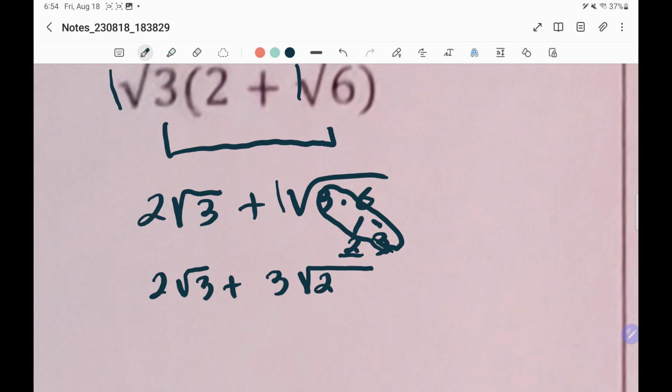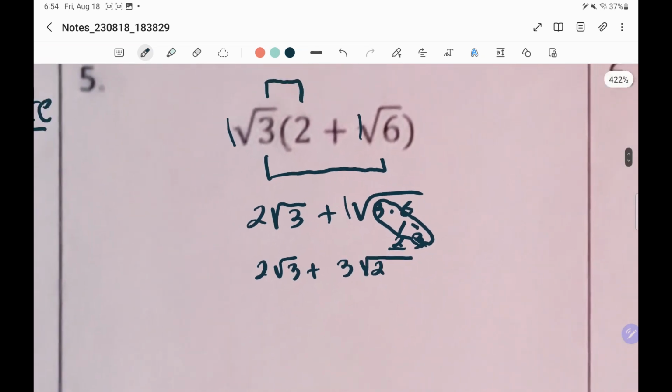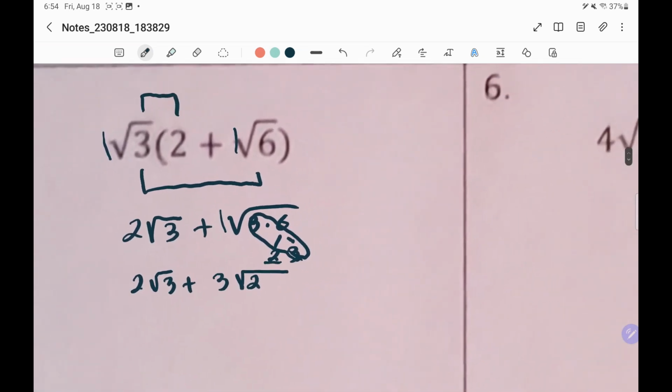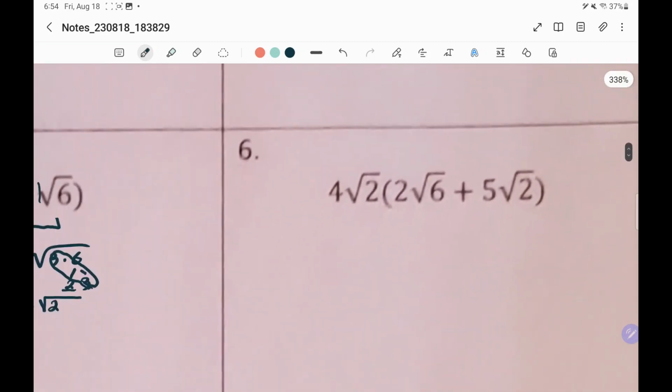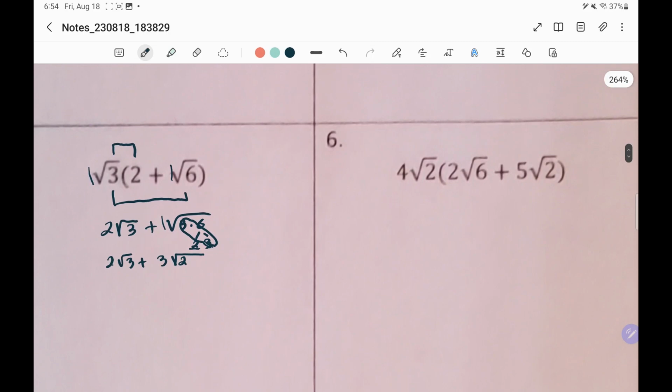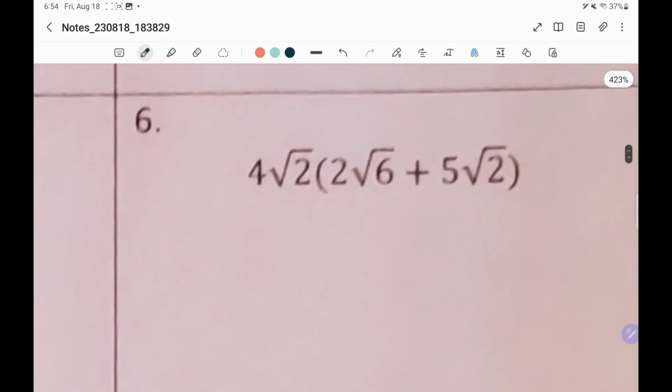Okay, pretty straightforward. I'm trying to go as fast as possible. So if you're having trouble, just make sure you take it a little slower. Now, this one's going to be a little different from the other one, but still the same thing. We're distributing the same thing.